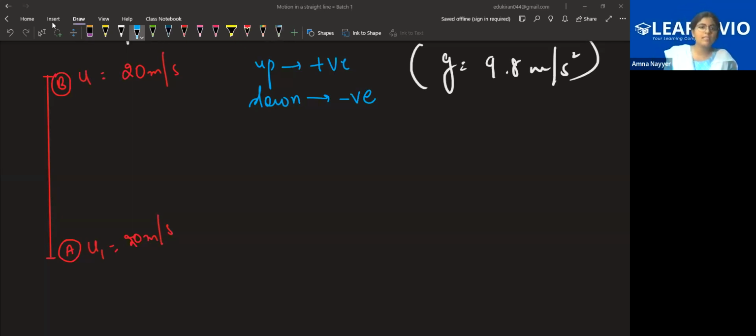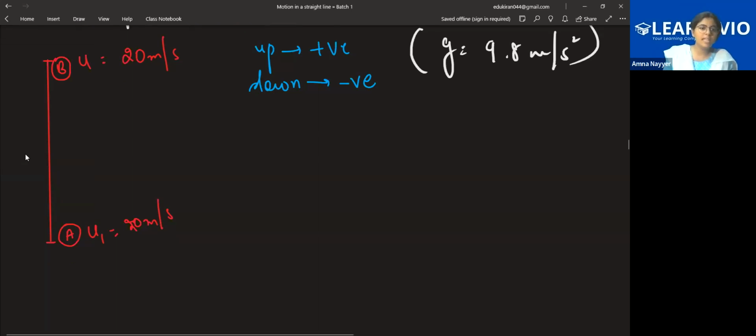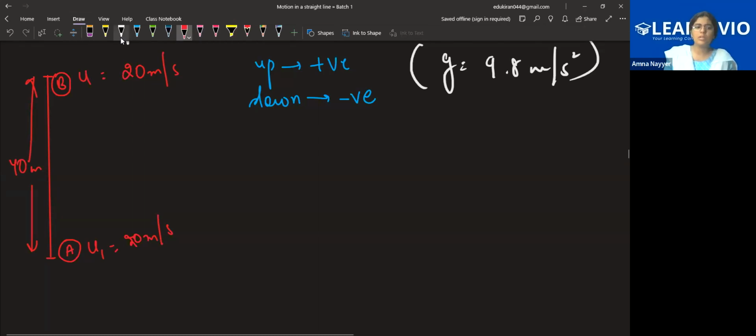Now see class, one more piece of information given is that 40 meter is the total separation from here to here. So let us assume there is some point here where both the balls are coinciding. And this is at a separation x from the ground. At least we can calculate this x from the ground.